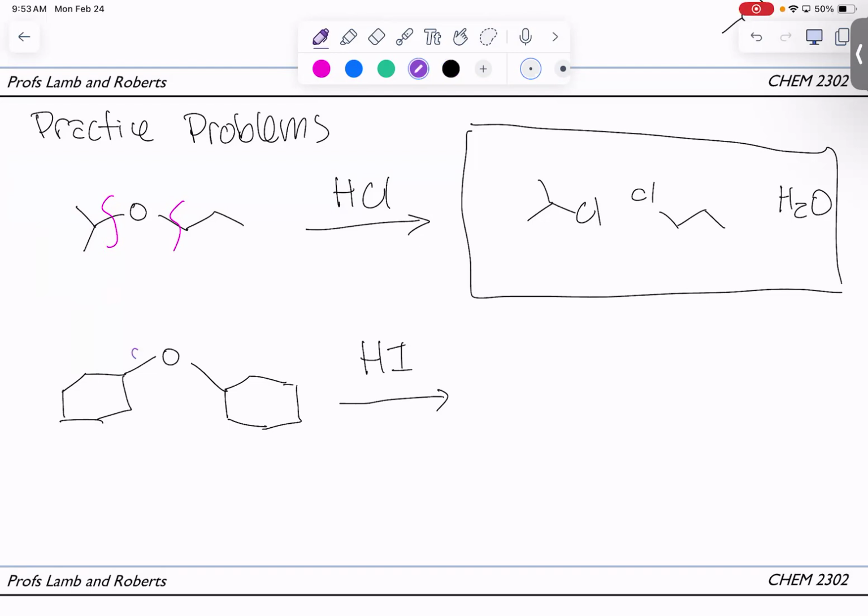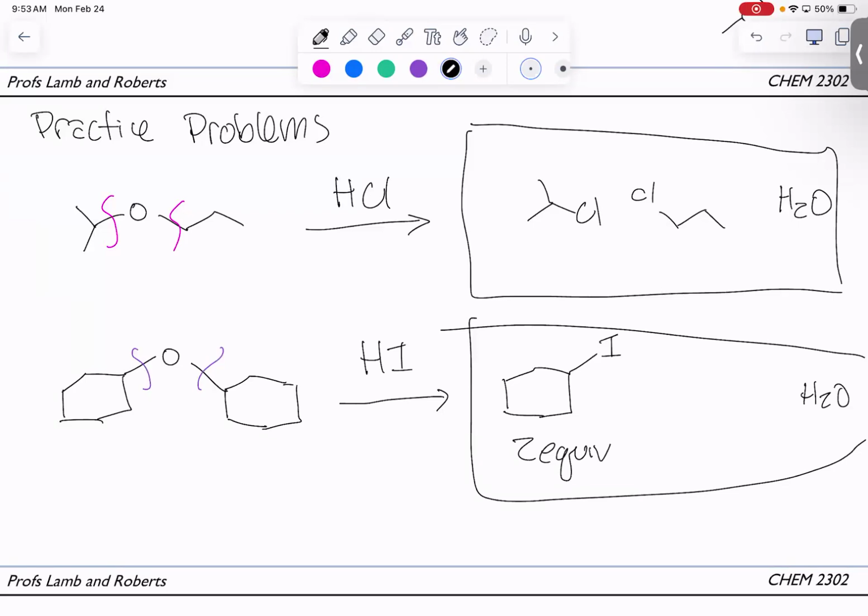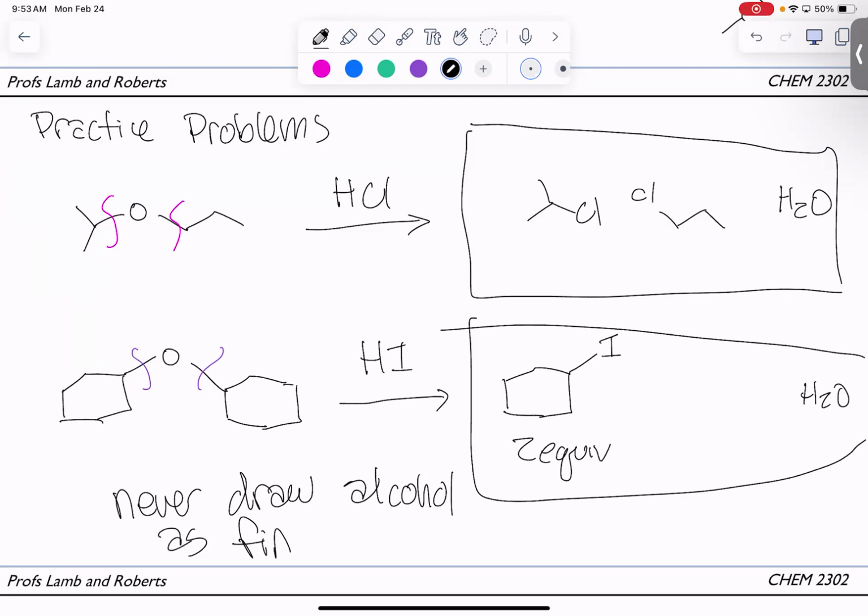Where are we going to break these bonds? We're going to break them around the oxygen, right? Meaning we're always going to have water as our byproduct, and it turns out that we're going to have two equivalents of the alkyl iodide. That's the same, right? Those are the same on either side. We never draw the alcohol as the final product, right? Even though that's an intermediate in our mechanism, for our products, we never draw it as our final product.